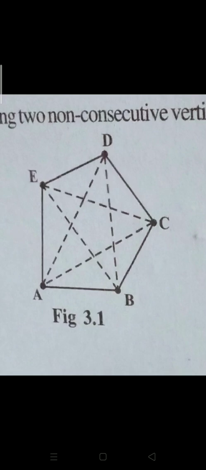Now in this pentagon total, how many diagonals were you able to draw? Count. Name the diagonals which are there. Count it. Come on. AC, AD, BE, BD, CE. So total how many you got? 6 diagonals. Clear? So these are the way we draw diagonals.